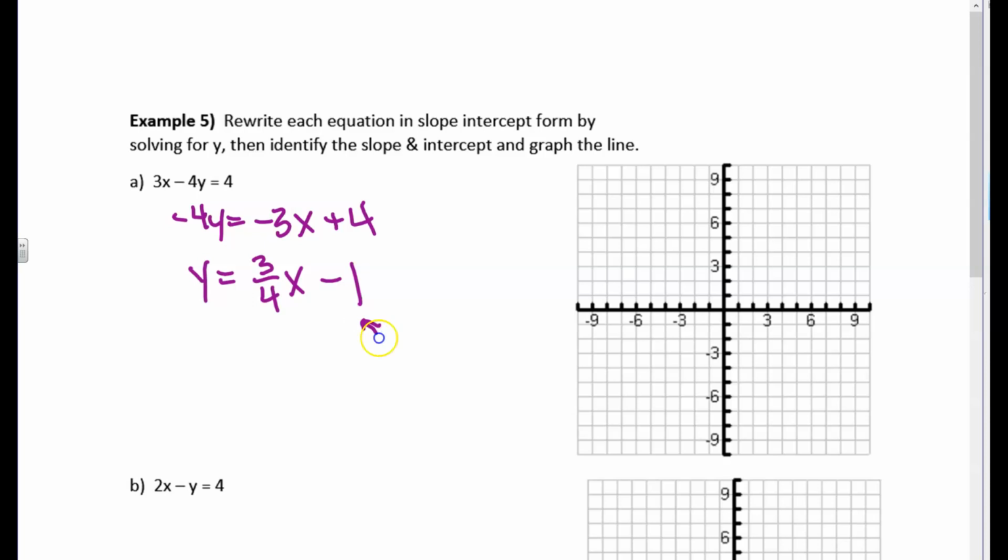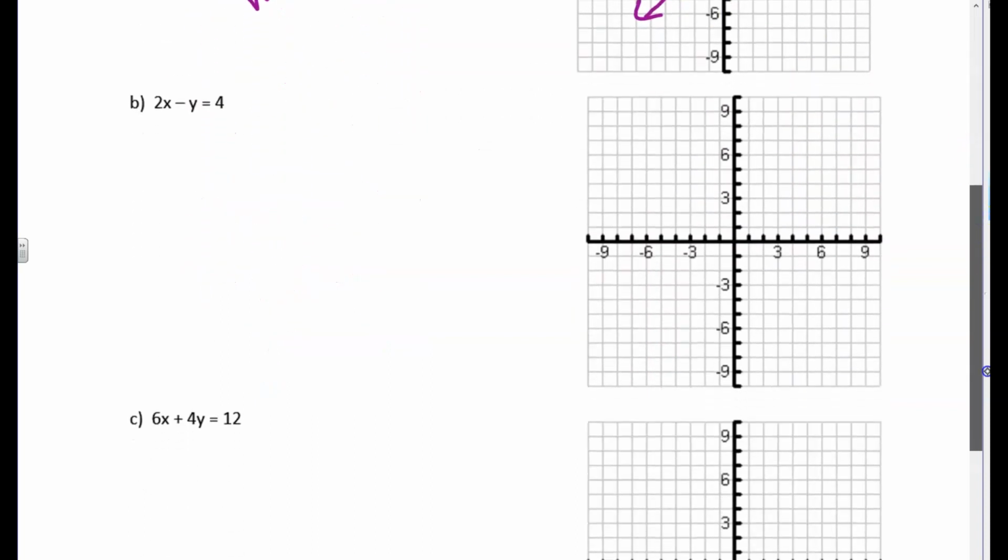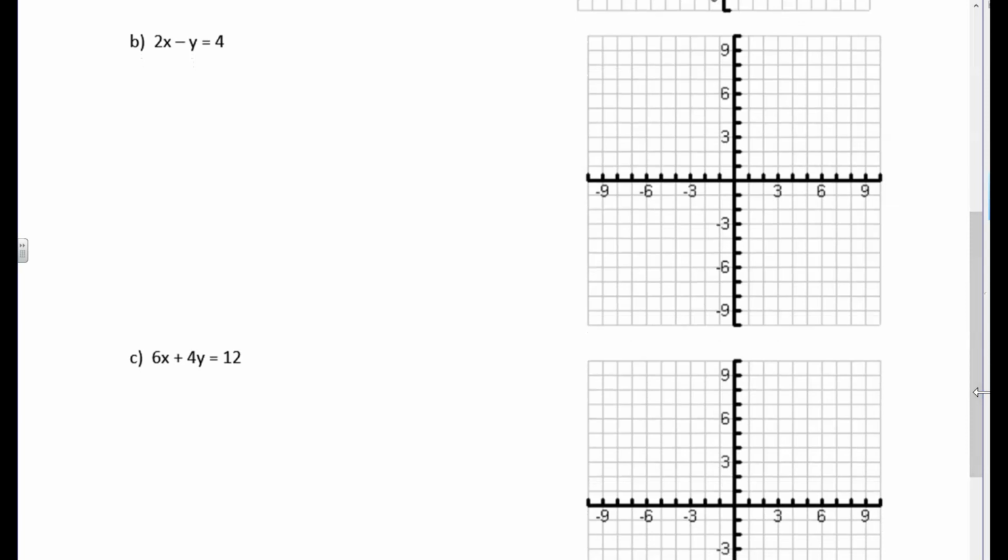Now, this right here is my y-intercept. This here is my slope. We always graph the y-intercept first, -1. Then we use rise over run to plot a second point. That means we'd go up 3 over 4, and we could do it again, up 3 over 4. And we draw a line to connect our points. I want you guys now to do B and C on your own. Go.